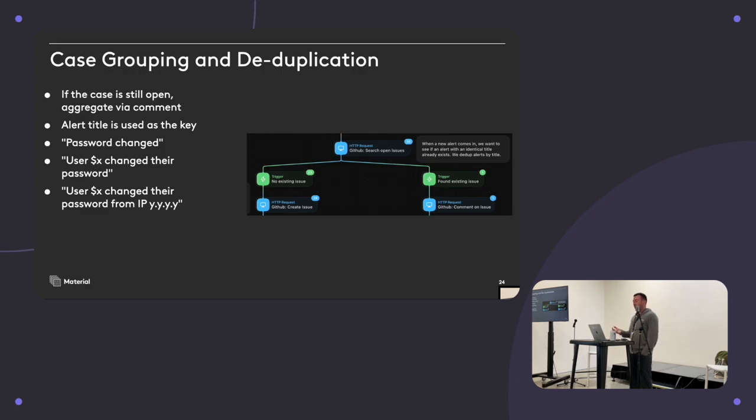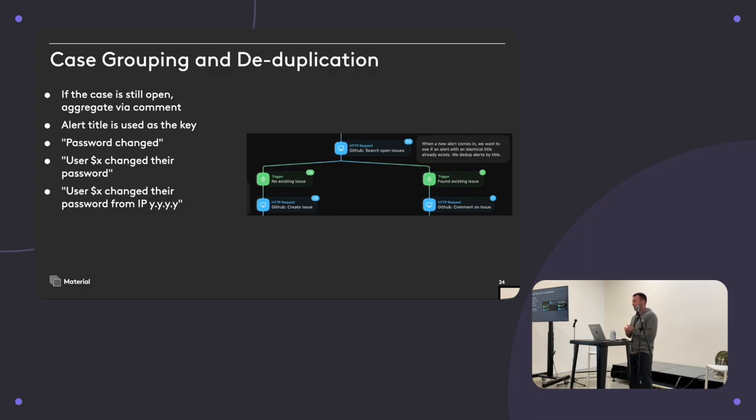I want to talk a little bit about how we handle case grouping and deduplication, because this is a simple yet tricky thing at the same time. I mentioned if an alert comes in and the case is still open, we basically just add a comment to that existing case saying, yes, we saw it again. For us, we're using the alert title as the key to deduplicate on. And what this ends up meaning is you need to be thoughtful about how you construct the title of your alert. So if you have a title like a password was changed for a user, every user who changes their password, that event is going to get aggregated in that case. So that's one case for many users. You probably don't want that.